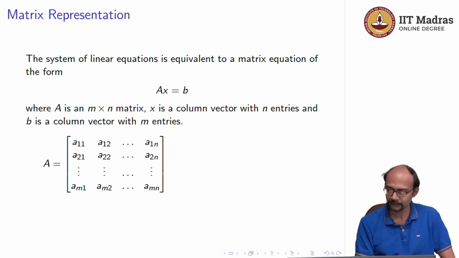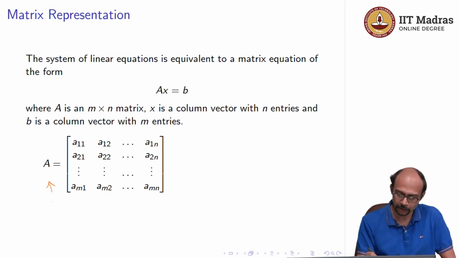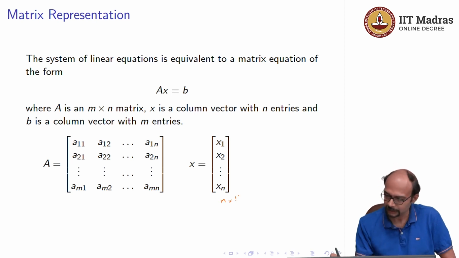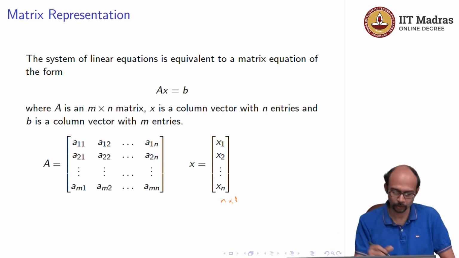So this is A, from our previous slide. These are the coefficients, so A is called the coefficient matrix. What is X? X is a column matrix, so it consists of one column: x1, x2, xn. It's a matrix with n rows and one column, a column matrix consisting of the unknowns.